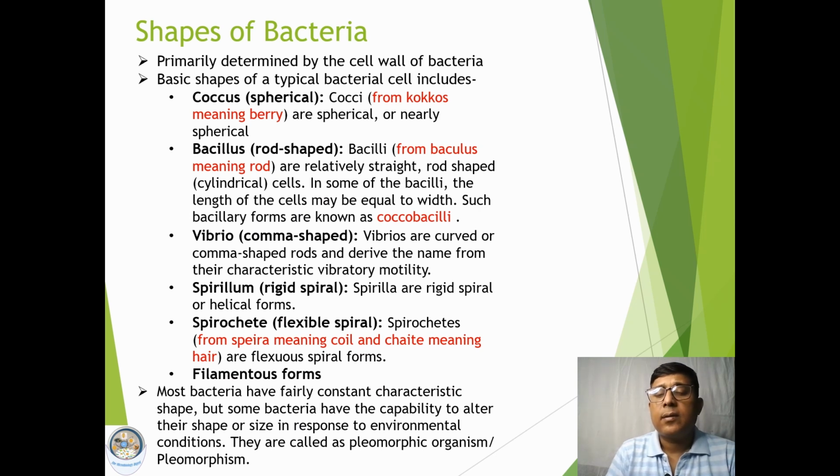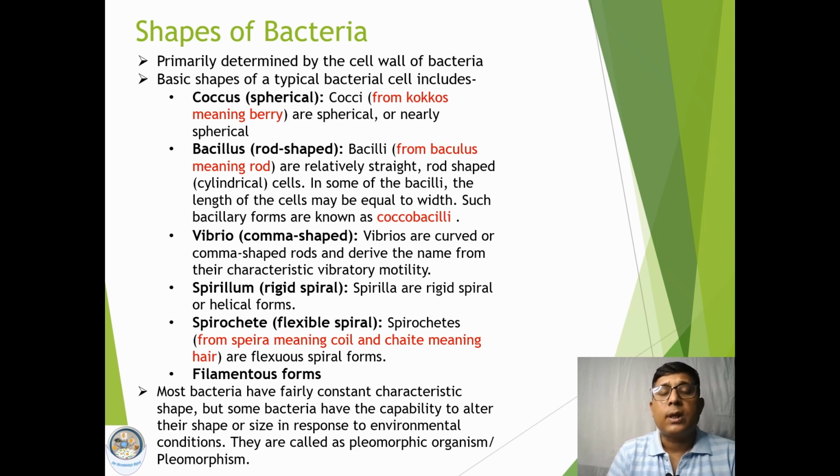Now coming to the second criterion, that is the shape of bacteria. The bacterial shape is primarily determined by the cell wall. In the bacterial structural components, we have already discussed the cell wall. The cell wall is responsible for determining the shape of the bacteria. These are the different typical basic shapes which can be present in case of bacteria.